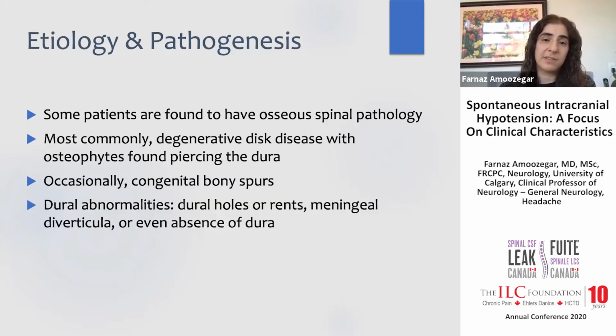The other thing that we talked about as a potential underlying cause that can lead to spinal CSF leaks is abnormal bones, essentially. So osseous spinal pathology, most commonly degenerative disc disease, and osteophytes are basically sharp areas of bone that can pierce the dura and cause a hole to occur. Occasionally, this can be congenital, so patients can be born with various abnormalities such as bony spurs, dural holes or rents, meningeal diverticuli, which are basically outpouchings of the tissue that surrounds some of the spinal nerves, and even sometimes absence of the dura. So there can be cases where there may not be dura in certain parts of the spine as well.